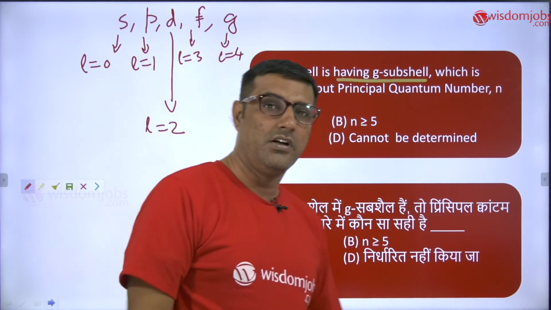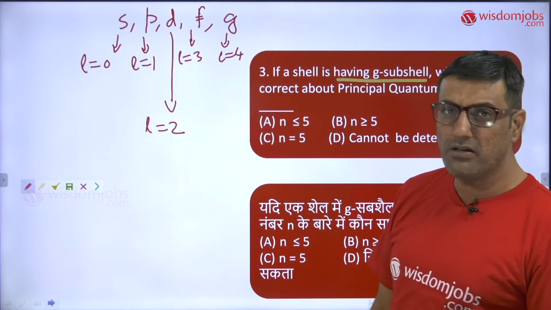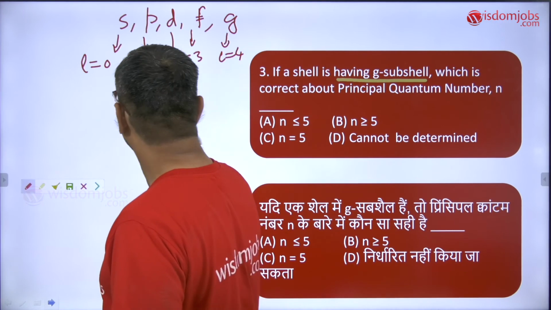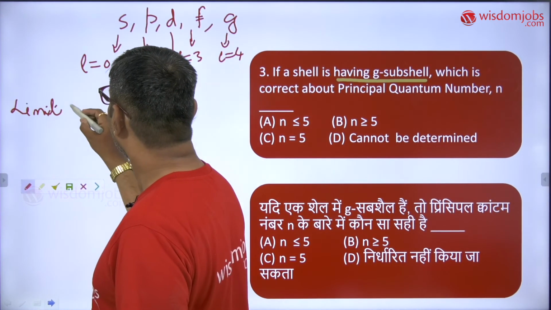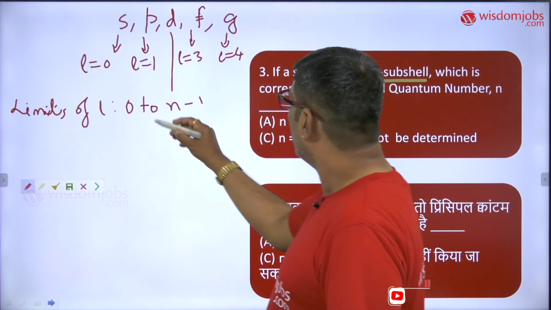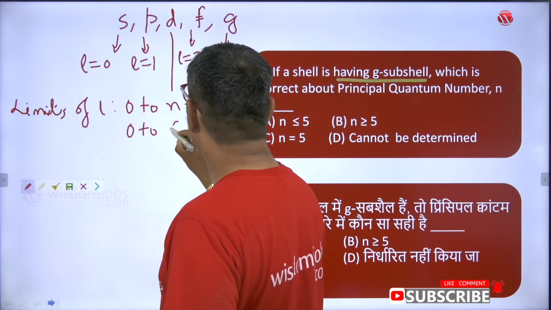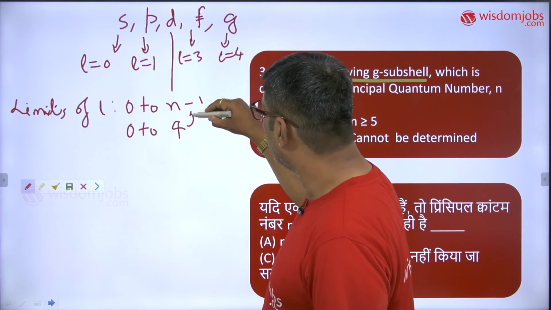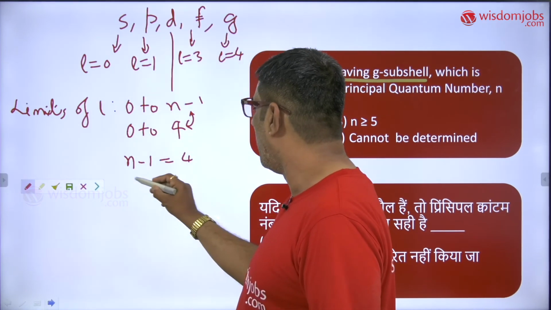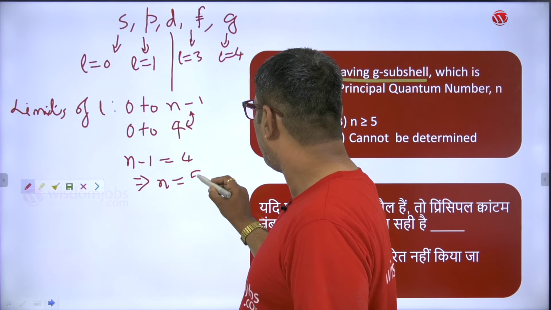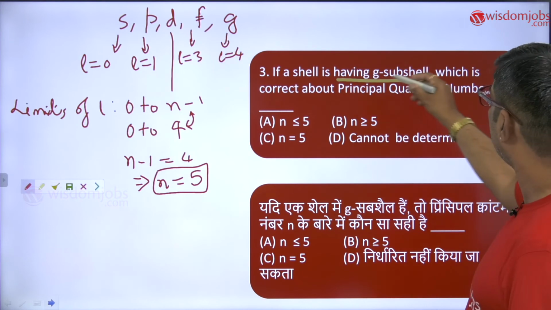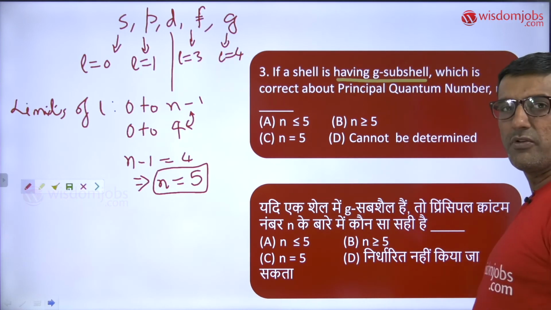So for a g subshell, the azimuthal quantum number L takes a value of 4. Now what are the limits of L? The limits of L are 0 to n minus 1. So g can have L up to 4. Comparing, n minus 1 equals 4, so n equals 5. Obviously, if a shell has a g subshell, the correct statement about the principal quantum number is n equals 5.